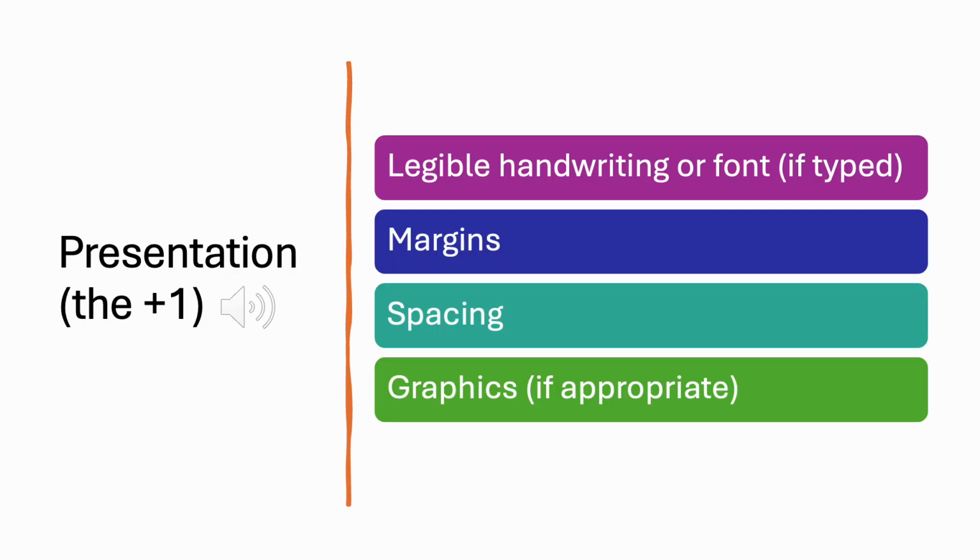Presentation is considered the +1 of the 6 traits because it was added after the original 6 were identified. Presentation means legible, neat handwriting, selecting a font that is easy to read if you're typing, including margins, including spaces between lines so it's easier to read, and if applicable, selecting appropriate and relevant graphics.